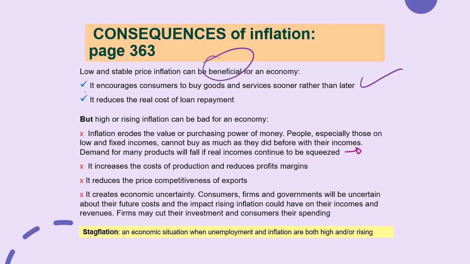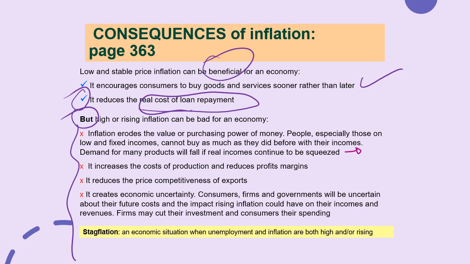I will be explaining the second advantage of low and stable price inflation, and it makes borrowing more appealing. Why? Because the interest rates are also usually low during periods of low inflation. So, for example, if inflation and interest rates are low and stable, firms will be more optimistic and more confident to borrow more money in order to invest in new plant and machinery. Okay, so it will reduce the real cost of loan repayment. So remember, this could be used as a discuss question.